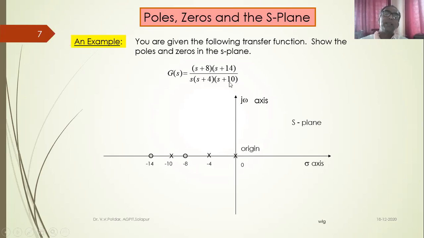The third pole is at S equal to minus 10. I plot it and draw a cross. So there are three poles for the three factors in the denominator: first pole, second pole and third pole, and two zeros, minus 8 and minus 14. This is called the pole-zero plot of the given transfer function, plotted in the S plane.